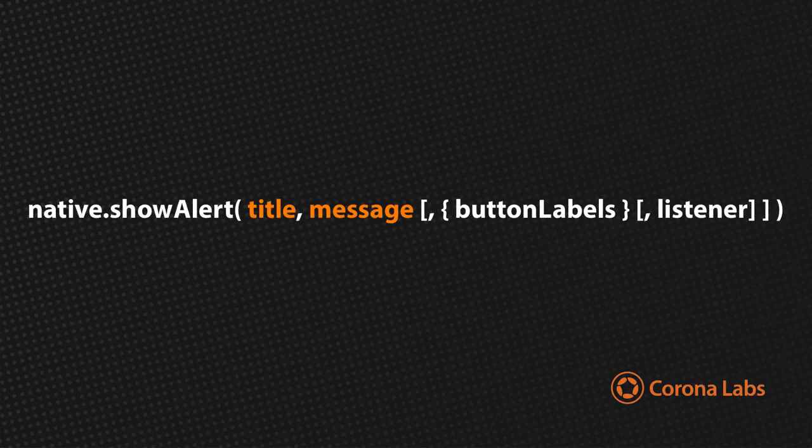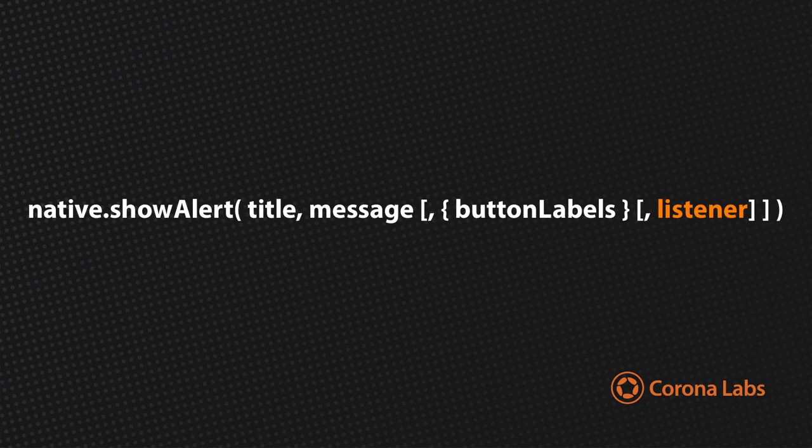native.showAlert accepts two required parameters and two optional parameters. Title, which is required, is a string displayed in the alert. Message, which is also required, is a string displayed in the alert text. Button labels is an optional table of strings, each of which will create a button with the corresponding label. Listener is optional and is the listener to be notified when a user presses any button in the alert box.